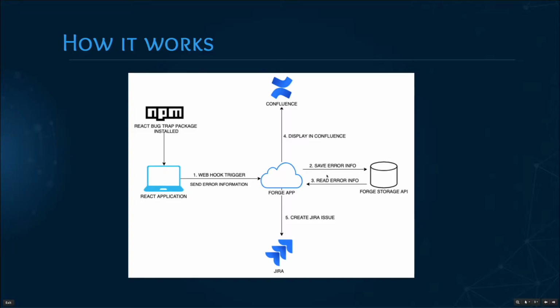This information is then saved and read from the Forge storage API. The information can also be viewed and deleted from a Confluence page. We can also create Jira issues from the errors.